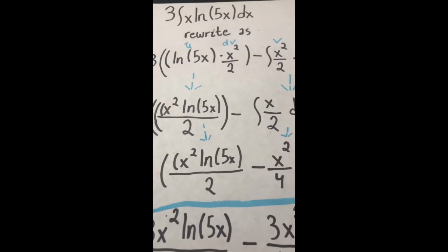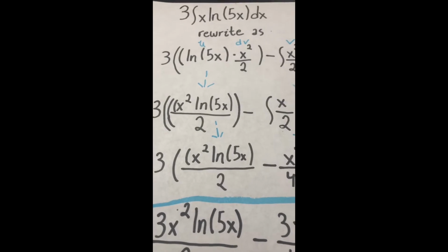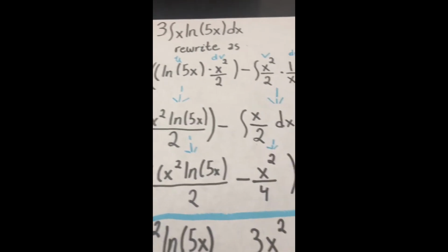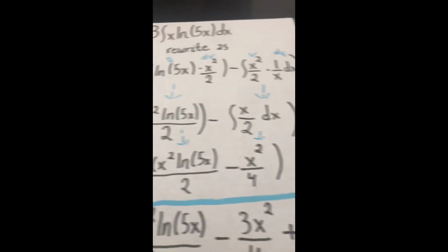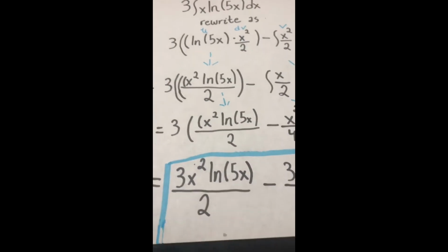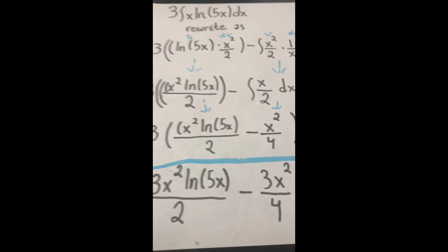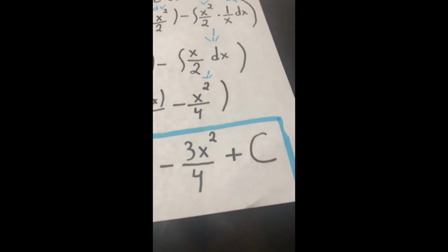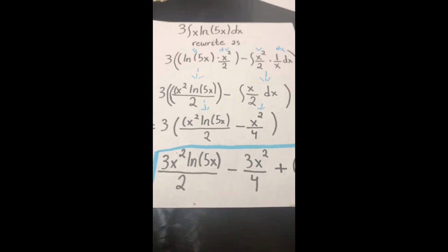And it's still going to be a part of that equation. So now we have 3 times x squared ln of 5x over 2 minus x squared over 4. And remember that 3 is being distributed onto the whole part of the equation, not just the first part or the second part. So what we ended up getting is 3x squared ln of 5x all over 2, and then minus 3x squared over 4. And then we add that plus c on, because we're taking an indefinite integral.